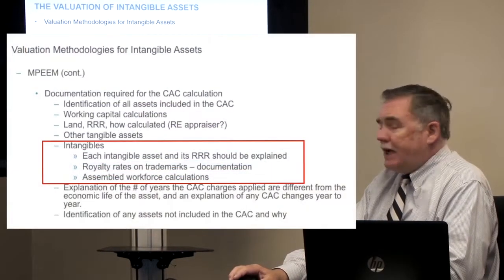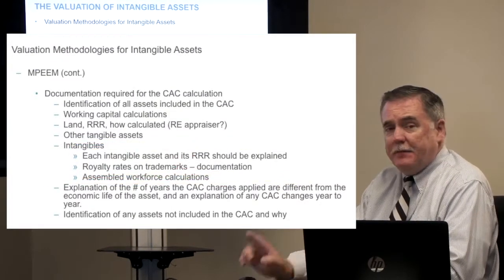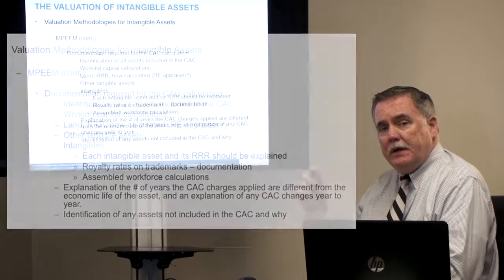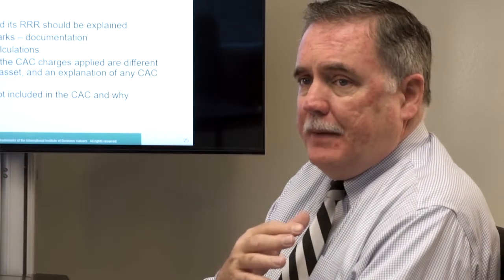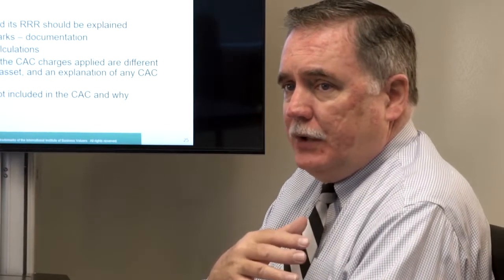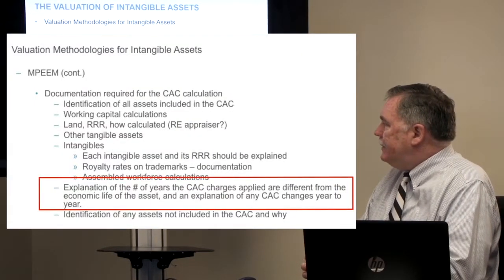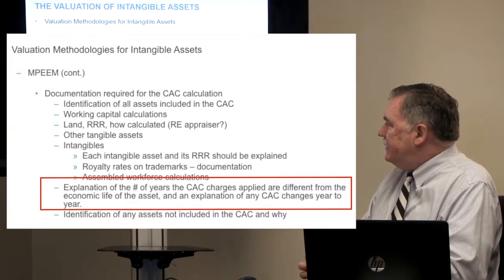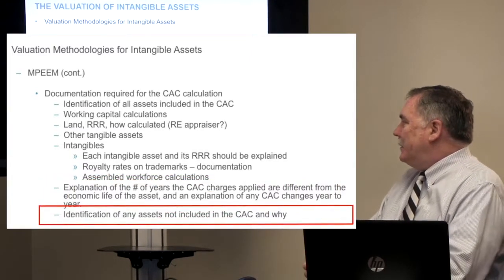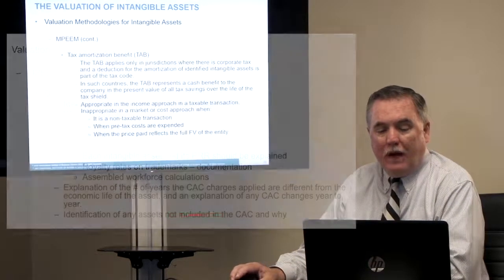The assembled workforce calculations, we'll talk about in a minute how to value the assembled workforce. But as I said before, assembled workforce is something we can identify and value, but it's not separable from the company. So at the end of the day, it's going to be included with goodwill. Also required: an explanation of why the number of years the contributory asset charge applies is different from the economic life of the asset, an explanation of any CAC changes year to year, and an identification of any assets that are not included in the contributory asset return, and why.